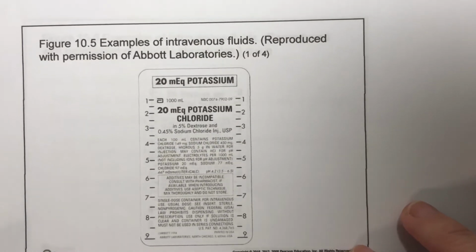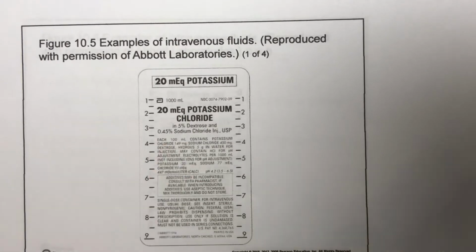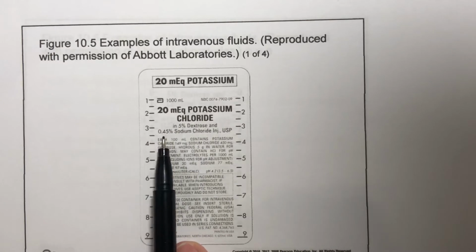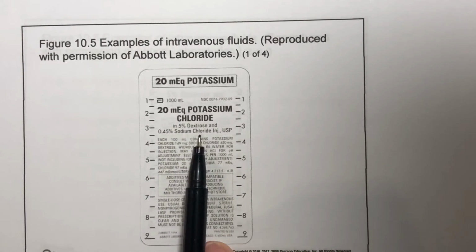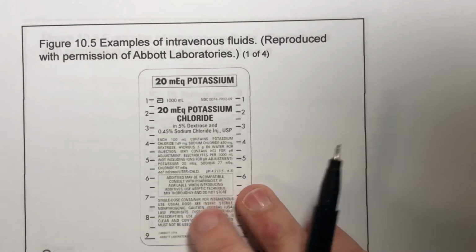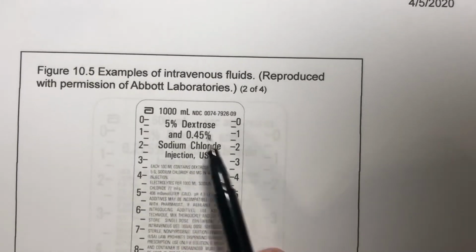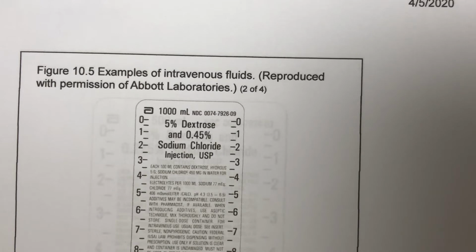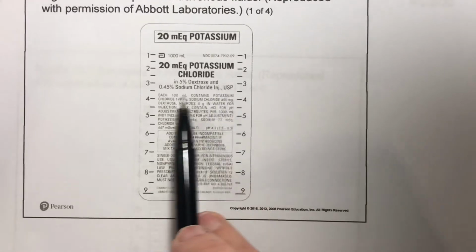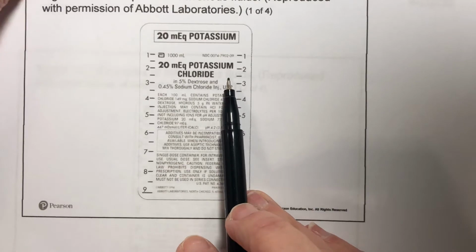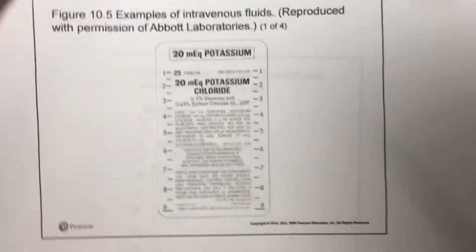Another example would be 20 milliequivalents of potassium chloride in 5% dextrose and 0.45% sodium chloride. Now look at this next one. This one is also 5% dextrose and 0.45% sodium chloride injection. It looks very similar to the one we just looked at, with the same dextrose and sodium chloride, but this one does have potassium chloride in it, which is a high alert drug. So you need to be careful that you don't mix up these two.